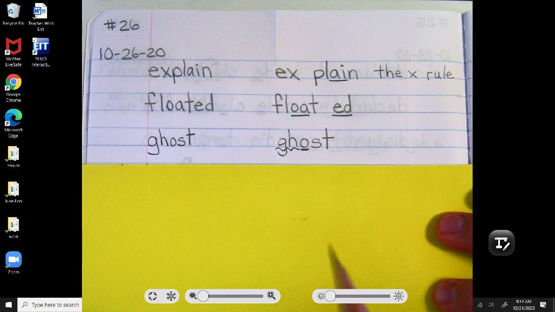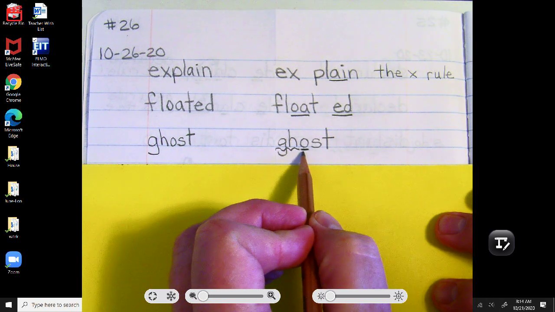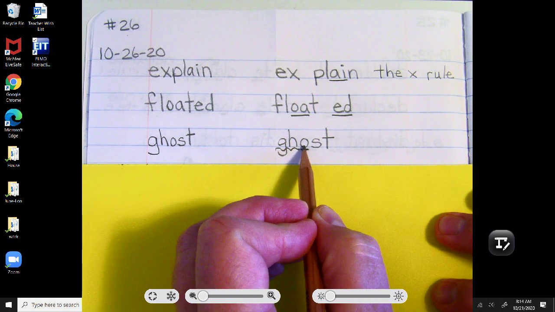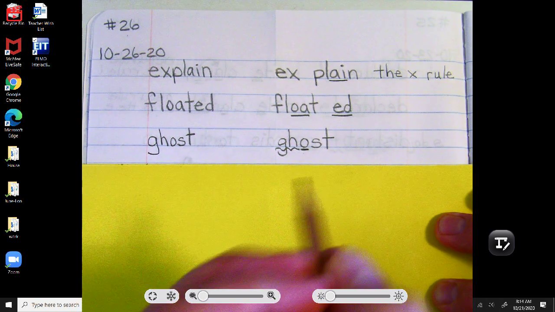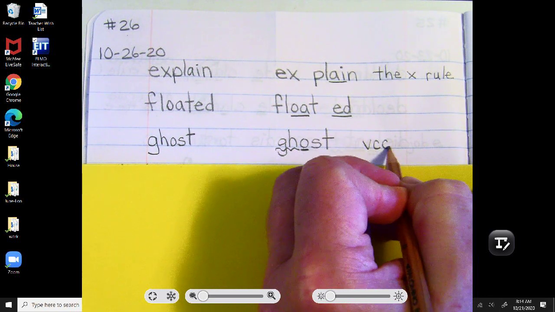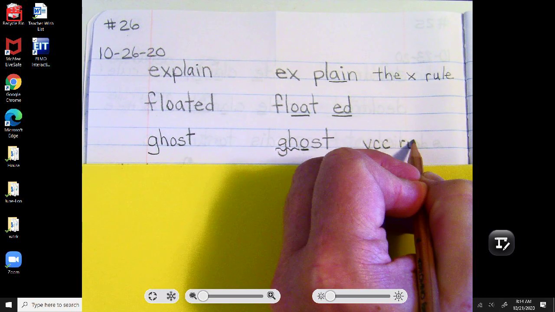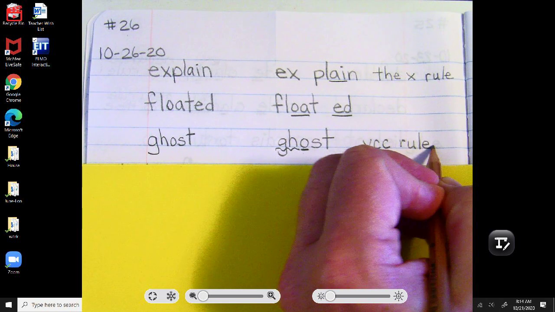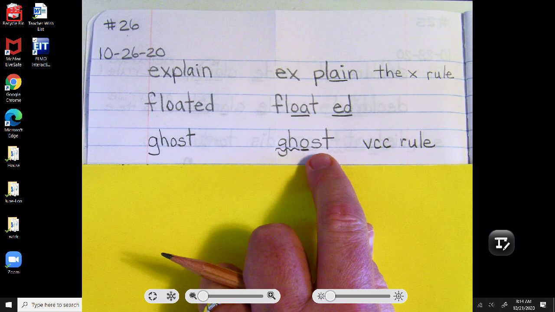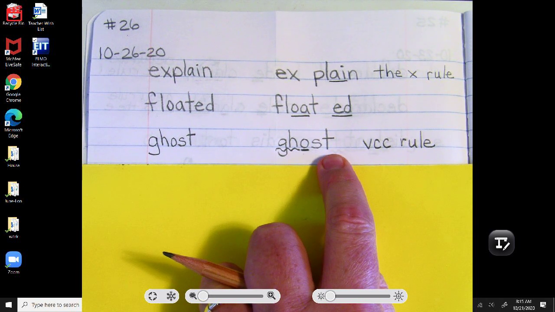And then scholars, there's a rule that goes with this O saying its name sound. Vowel saying its name sound, followed by two consonants. You might have missed this, and it's okay. It's the VCC rule. A vowel may say its name sound when followed by two consonants. S and T are both consonants. Ghost.